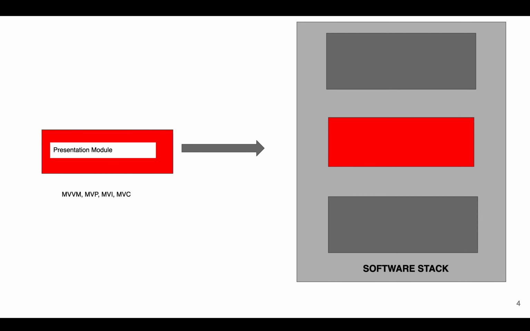The MVVM, MVP, and so on patterns are actually just for the presentation model. But when we talk about clean architecture itself, we are trying to talk about the complete software stack and not just the presentation model. Most times when we look at these architectural patterns, all people talk about is the presentation layer, forgetting that the presentation layer or the presentation module actually feeds off of other architectural patterns within the software.